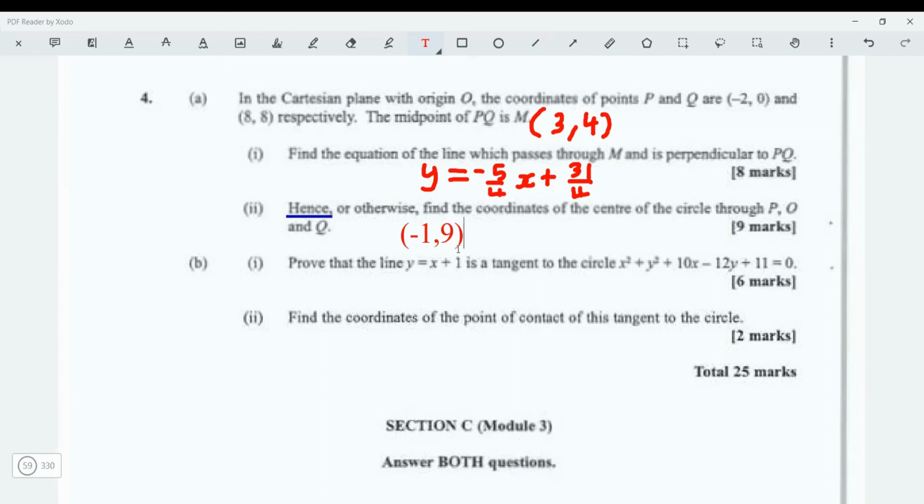Now it says prove that the line y equals x plus 1 is a tangent to the circle x squared plus y squared plus 10x minus 12y plus 11 equals 0. Look how they just diverge; they don't even ask us to find the equation of this circle. They're going to want another circle. They give one circle and ask us to show that this line is a tangent to the circle. If it is a tangent to the circle, it will only intersect the circle at one point. Let's go ahead and do that.